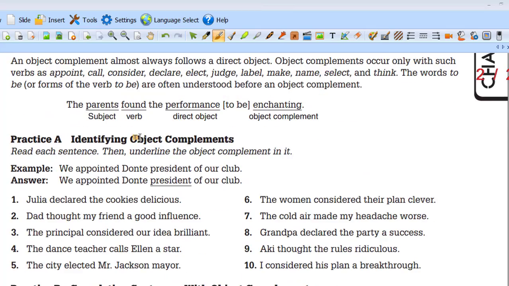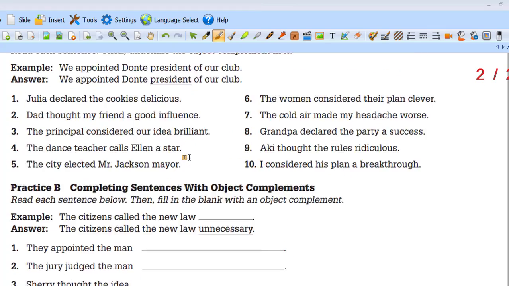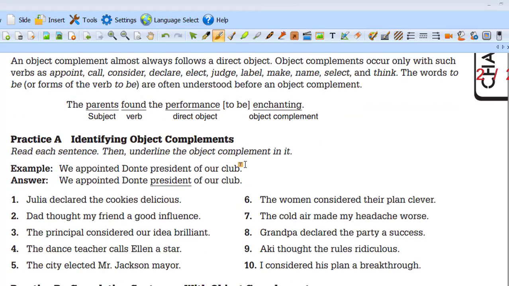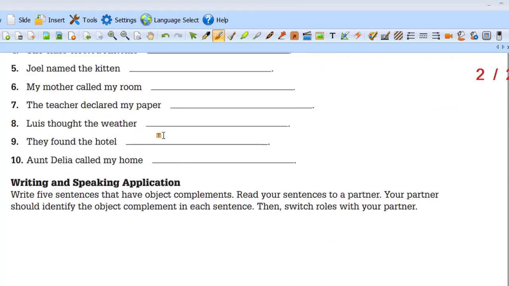Object complements. We are not gonna take this part because it's not with us in the exam. It's very easy, but we didn't take it.